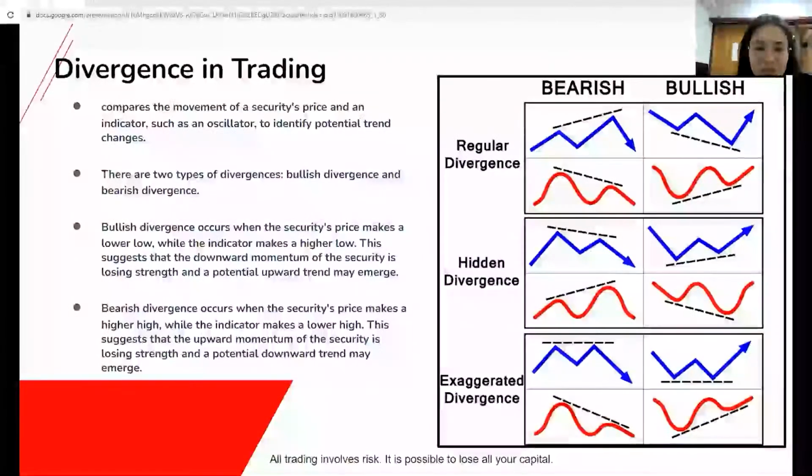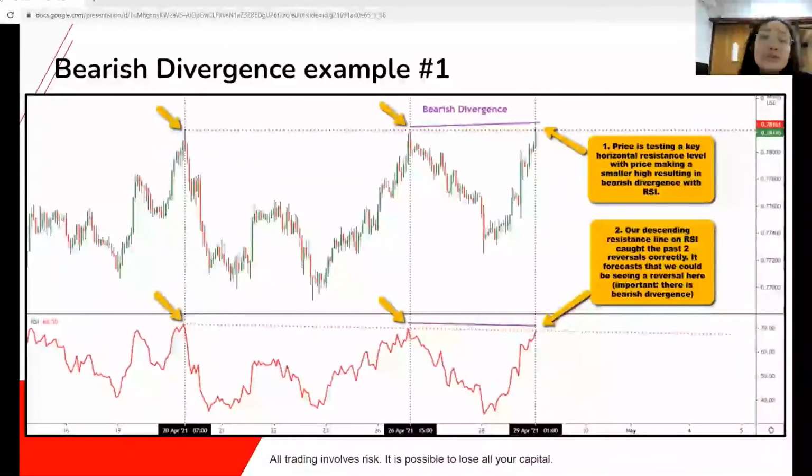Any questions so far? Let me just check. Okay, no questions. Let's move on. So we have our first example of a bearish divergence.